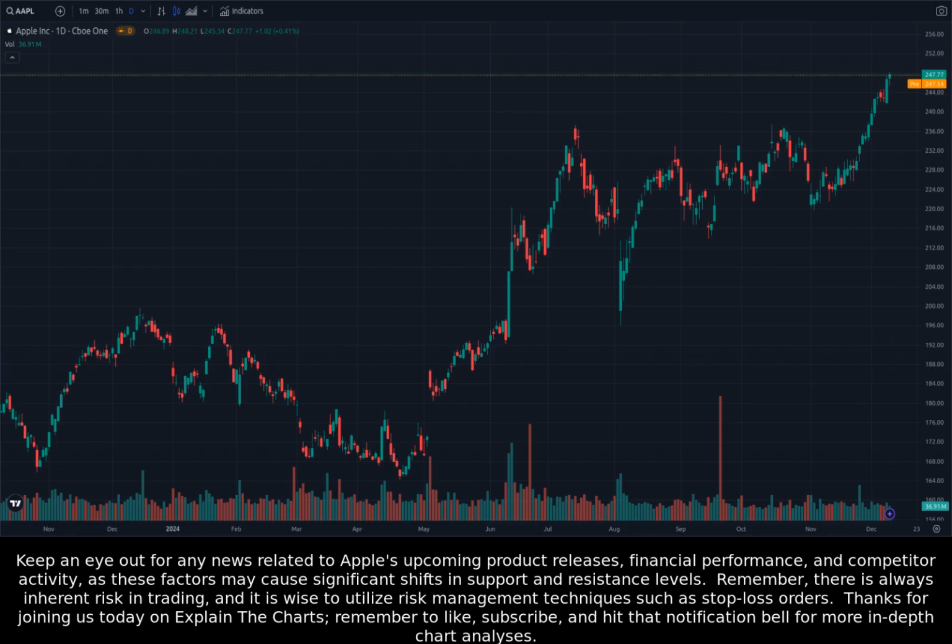Keep an eye out for any news related to Apple's upcoming product releases, financial performance, and competitor activity, as these factors may cause significant shifts in support and resistance levels. Remember, there is always inherent risk in trading, and it is wise to utilize risk management techniques such as stop-loss orders.